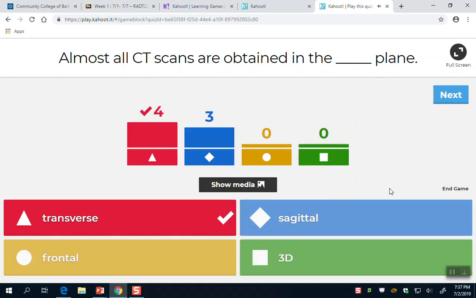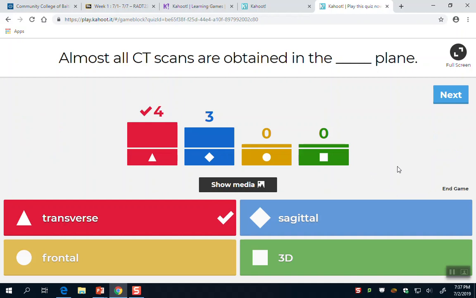Yeah, we don't obtain the scan in the sagittal plane. They do MRs, by the way. They actually scan people in the sagittal plane in MR. In CT, the main way that we scan people is in a transverse plane, which is the same as axial, same as horizontal. Remember that load from Brent? That's the way the person moves through the scanner.